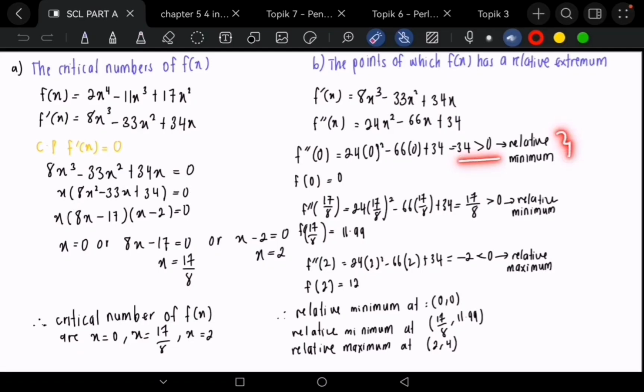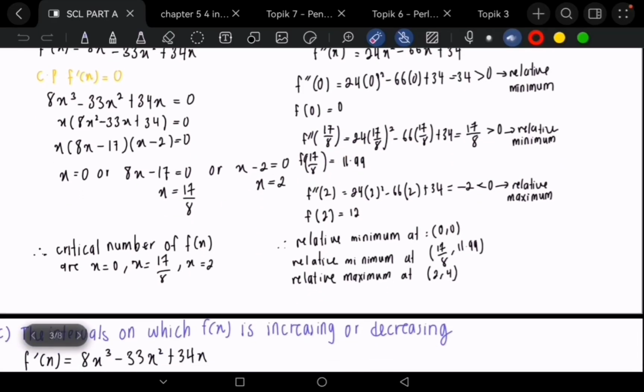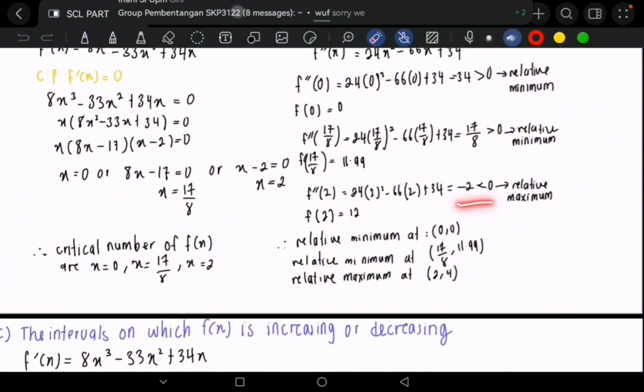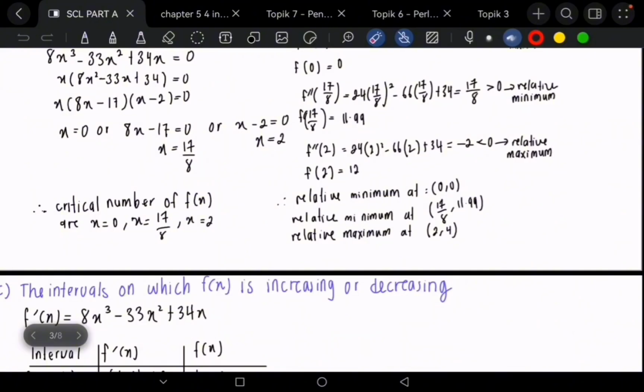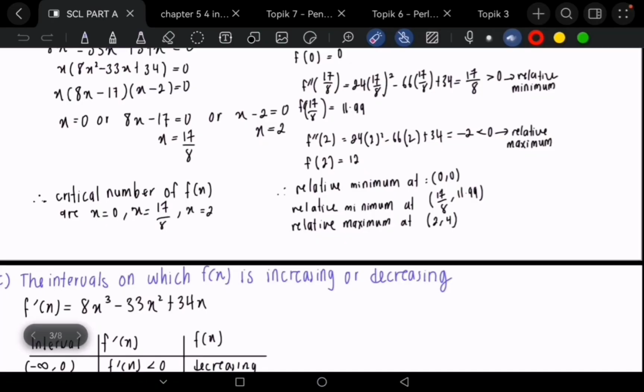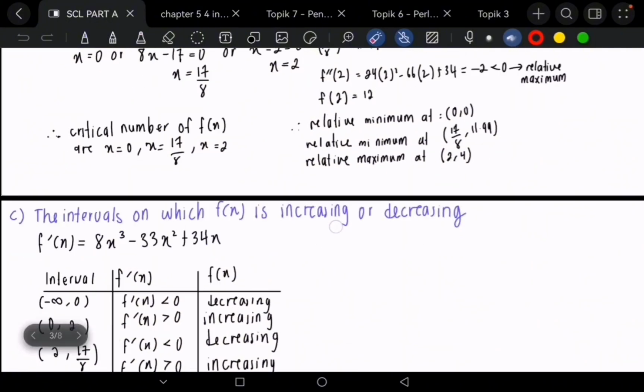which is relative minimum. Then substitute 17 over 8 and get greater than 0, relative minimum, and substitute x equal to 2 and then get minus 2 less than 0, relative maximum. So therefore relative minimum at (0, 0) and relative minimum at (17/8, 11.99) and relative maximum at (2, 24).